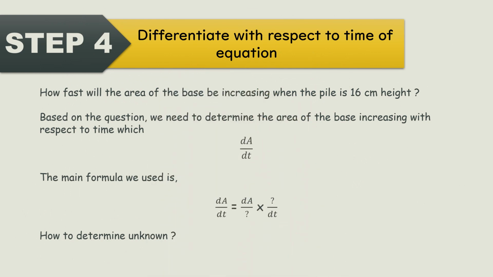Step 4. Differentiate with respect to time of equation. How fast will the area of the base be increasing when the pie is 16 cm high? Based on the question, we need to determine the area of the base increasing with respect to time, which is dA/dt. The main formula we use is dA/dt equal to dA/unknown times unknown over dt. How to determine unknown?